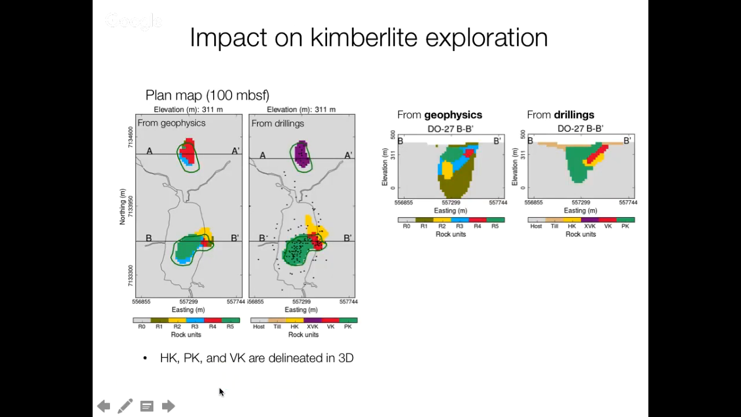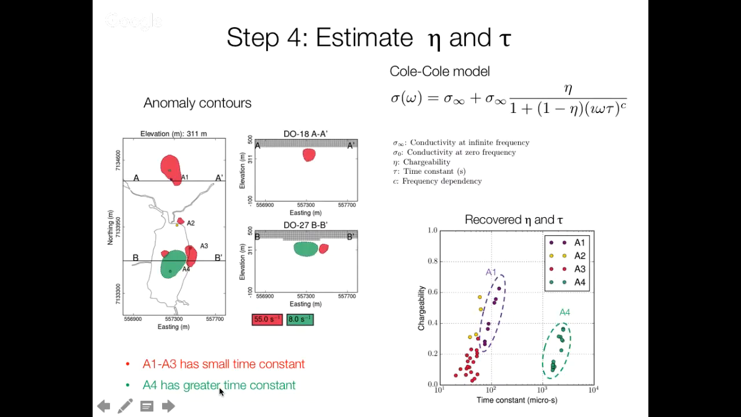Sorry. Can it only be explained by an IP phenomenon? Yeah, we know that the only reason we can have these negative transients on these airborne data is that there's an IP effect. We can't think of any other plausible physical explanation for why we're getting these negative transients.